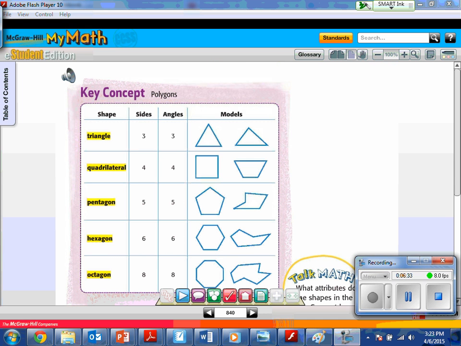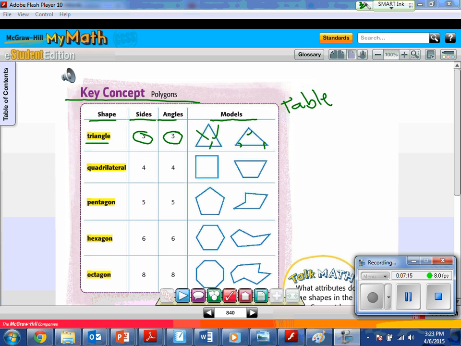Go ahead and turn the page over so you're on this page right here where it says Key Concept: Polygons. In this table we have our headings as the shape, the sides, the angles, and the models. The models are what kind of shape it actually looks like. First off we have our triangle. It has 3 sides, 3 angles, and here are our models. 1, 2, 3 sides, and 3 angles.